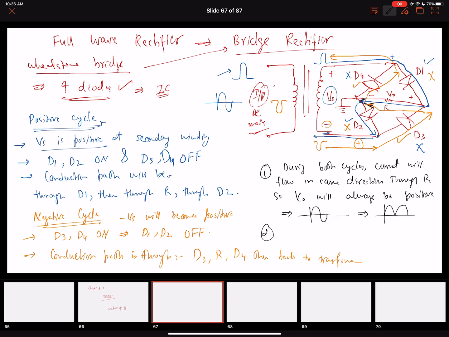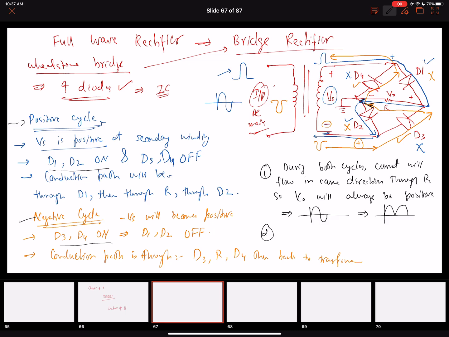Second point, I can write it probably in the next slide. But note that for every cycle, the diodes are appearing twice. So two diodes are appearing in a positive cycle. For example, in this positive cycle, we had D1 and D2 on. In this negative cycle, we have D3 and D4 on. So in the conduction path, we are coming across two diodes. So there will be a 2 times potential difference.